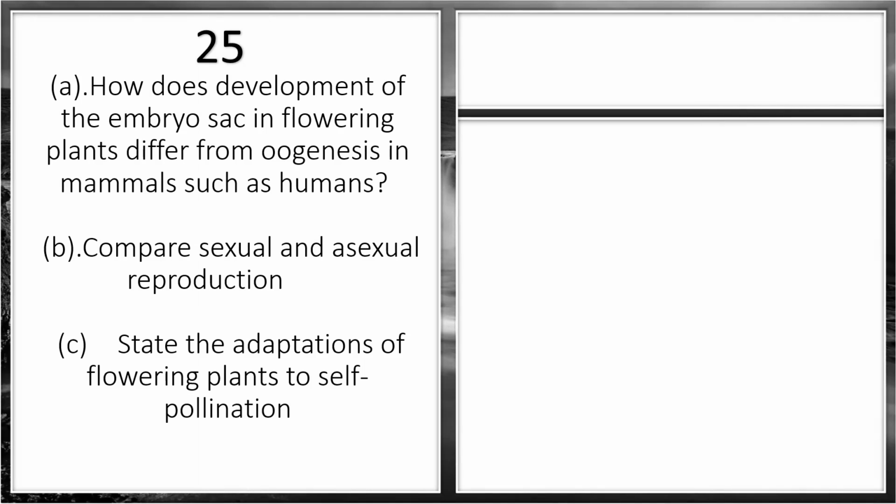Point 5. A. How does development of the embryo sac in flowering plants differ from oogenesis in mammals such as humans? B. Compare sexual and asexual reproduction. C. State the adaptations of flowering plants to self-pollination.